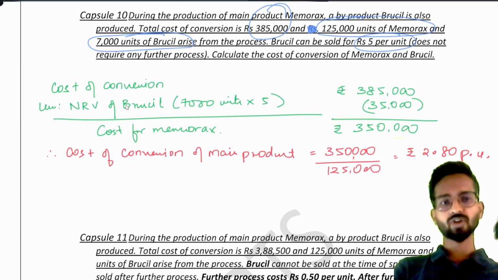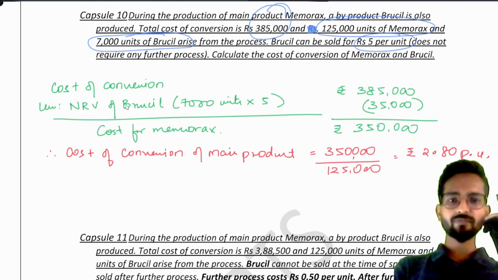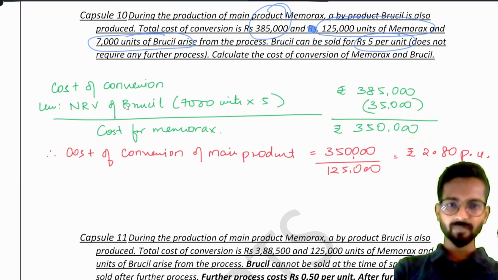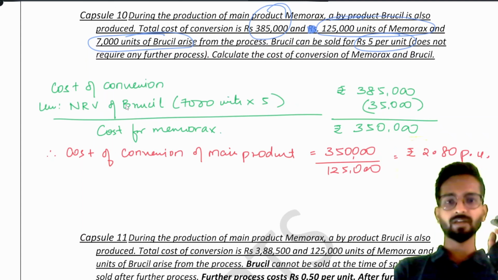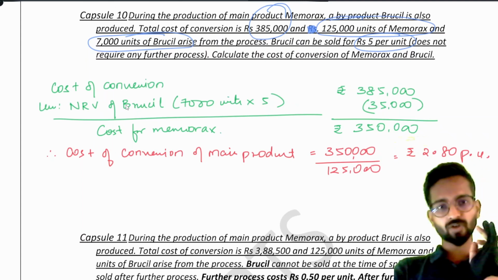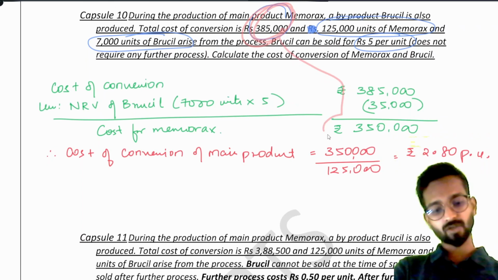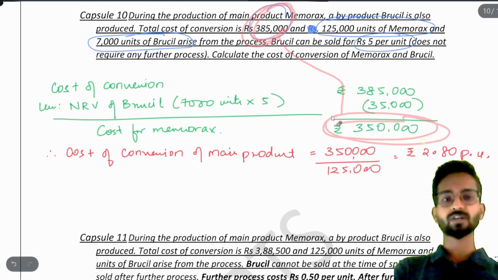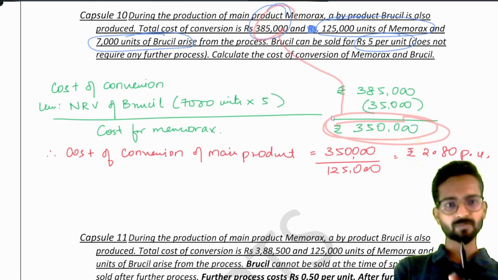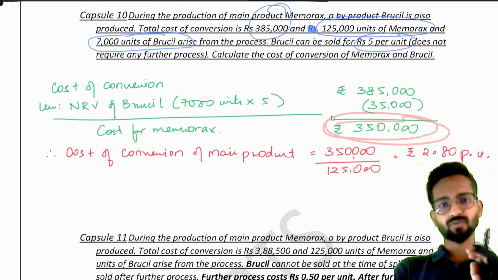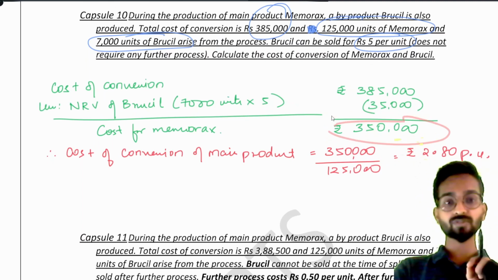Why do we say byproduct is always profit? Because the company did not focus on the byproduct. It automatically incurred in the process of production. Now the company thinks that whatever money I am getting from this is my profit only. Whatever money you are getting, you will remove from your cost. So they are saying, I spent 3,85,000 to produce Memorex, but my cost for Memorex has been only 3,50,000. So the company is happy that the cost became less by 35,000. Whatever I am getting from Brucil is my profit only. This is the thought process of the company.